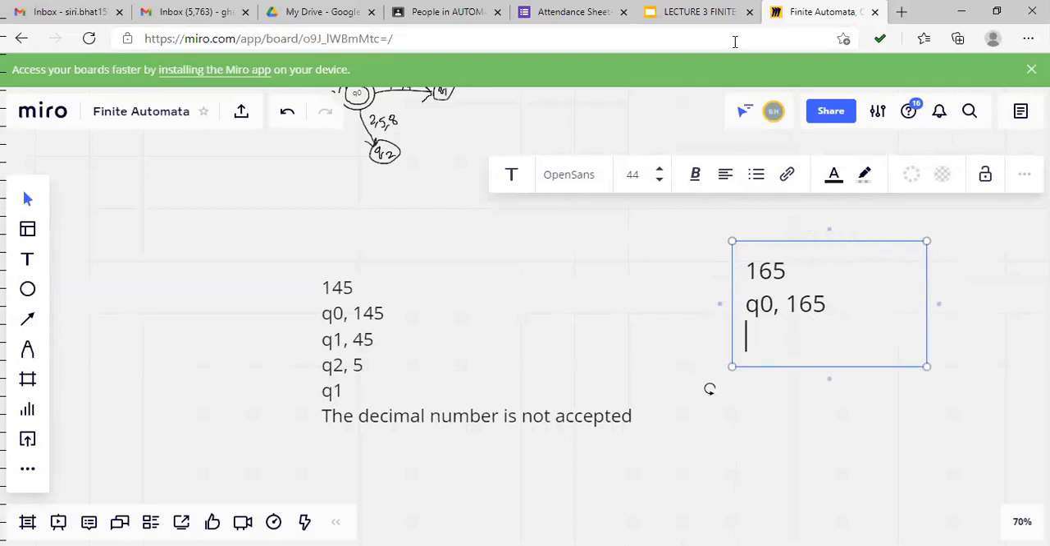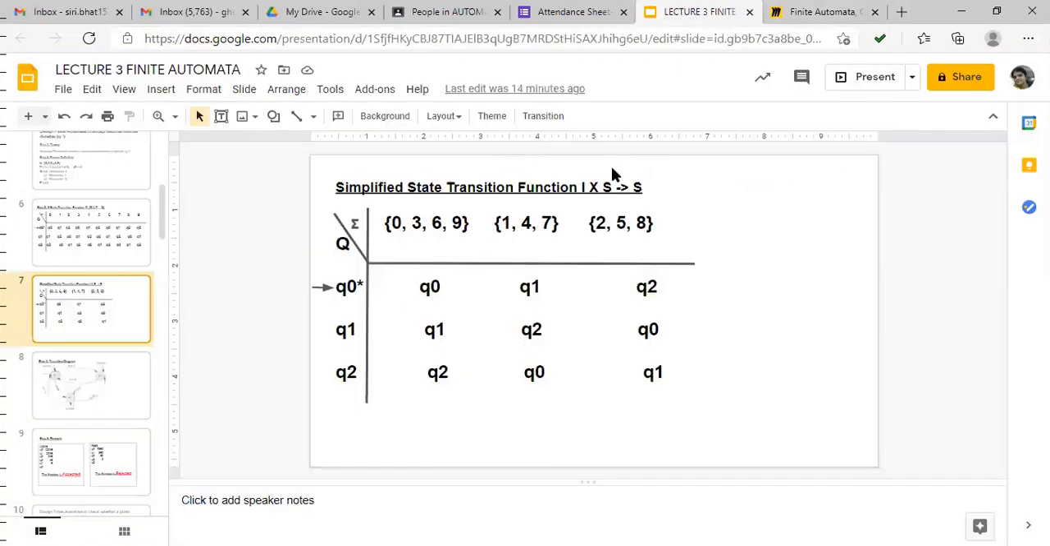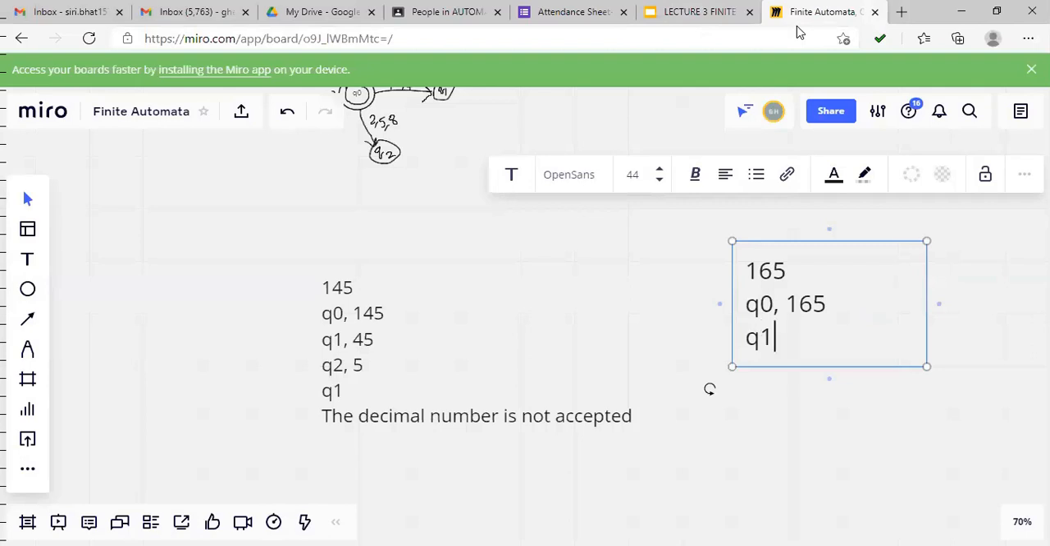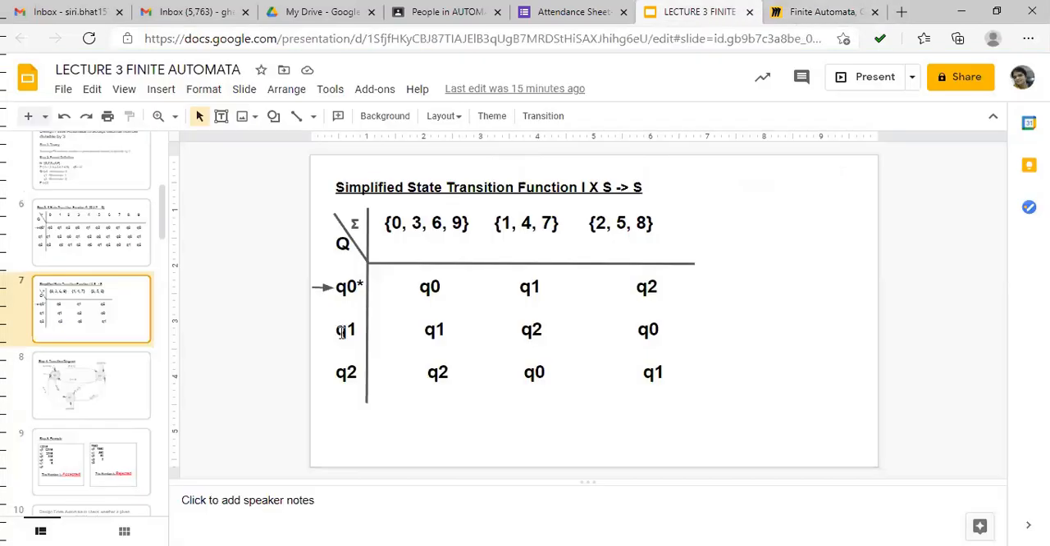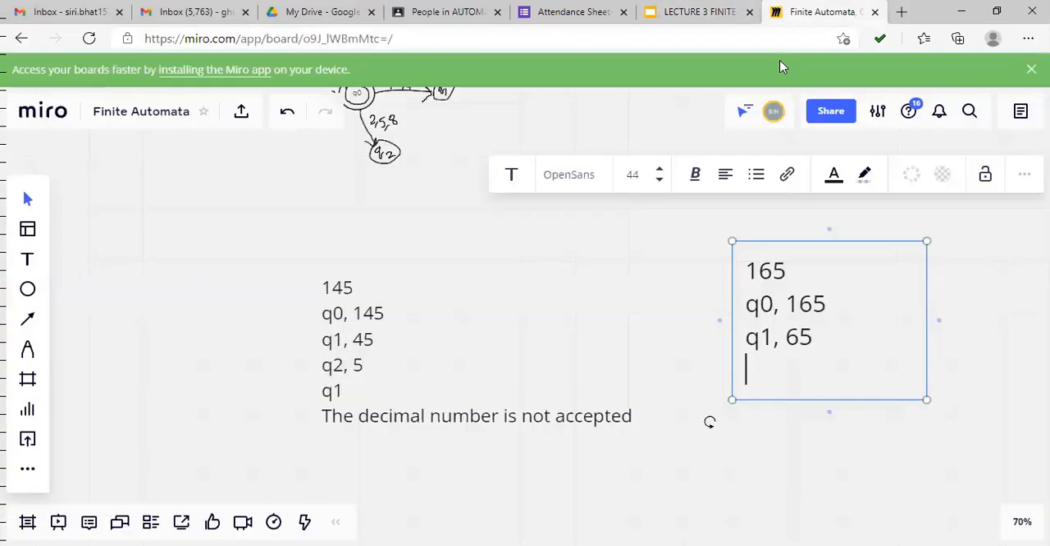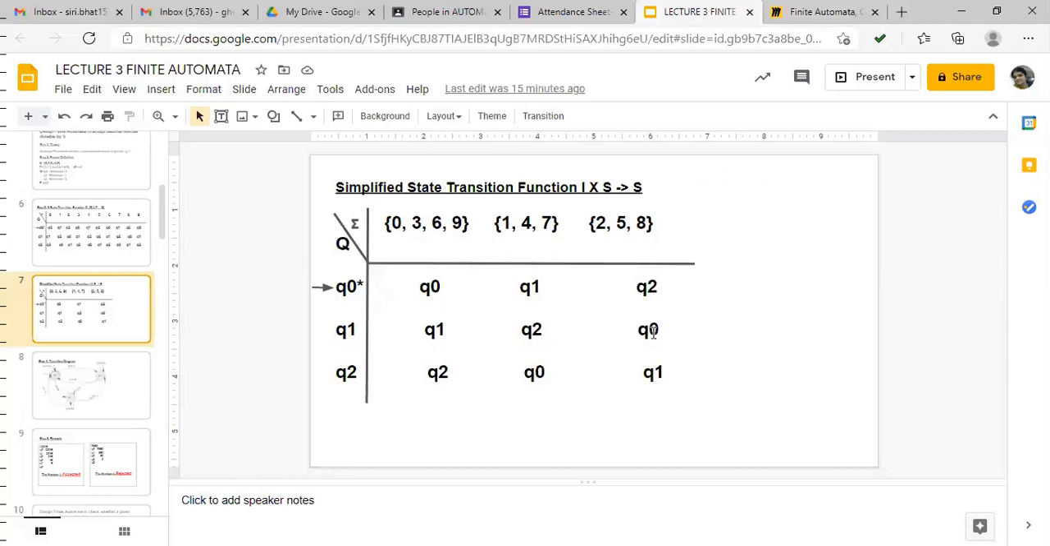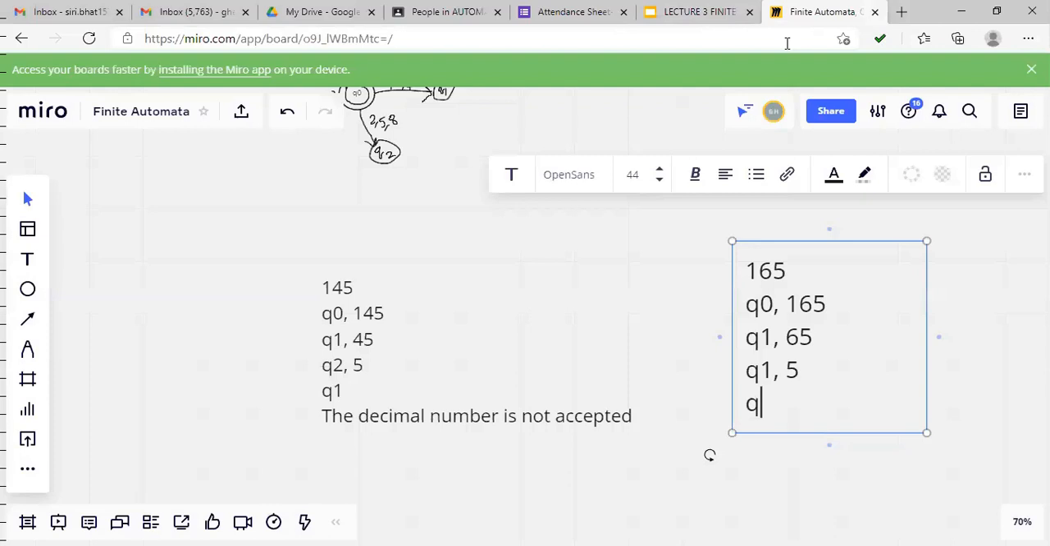Okay, Q0 on 1. Q0 on 1 is Q1. So Q1, remaining digits are 65. Q1 on 6. Q1 on 6 is Q1. So Q1, remaining digits are 5. Q1 on 5. Q1 on 5 is Q0. Okay, Q0. There is no other digit to read here, right? And the machine has stopped at Q0. So what can we say? The number is accepted.